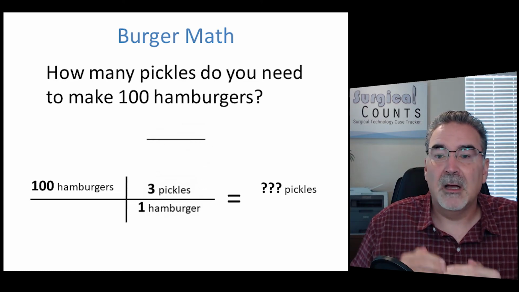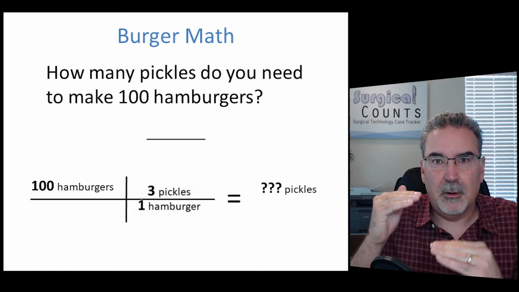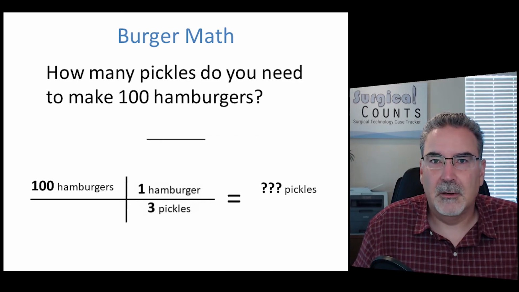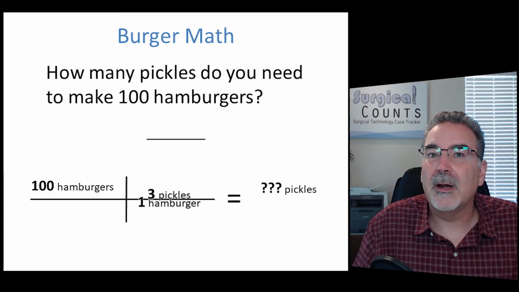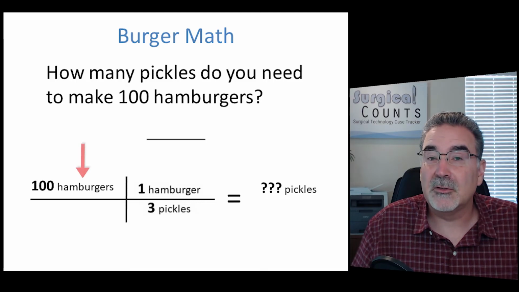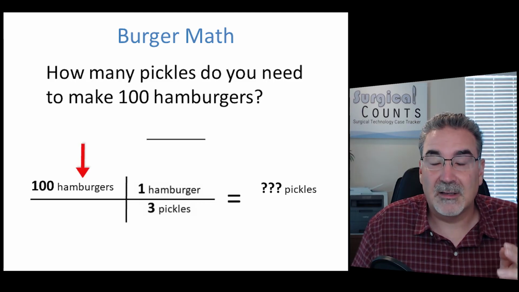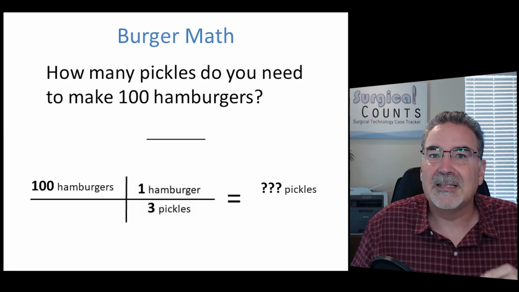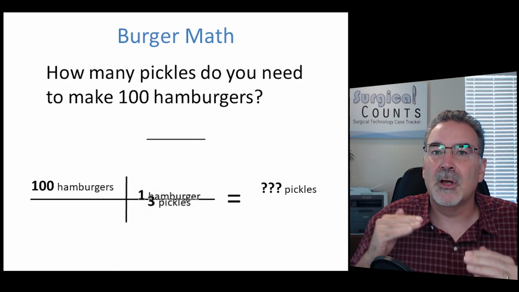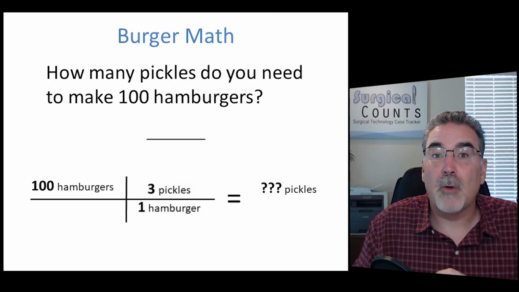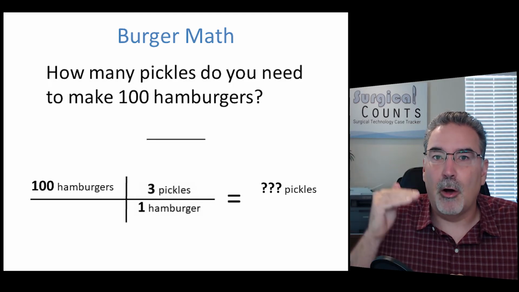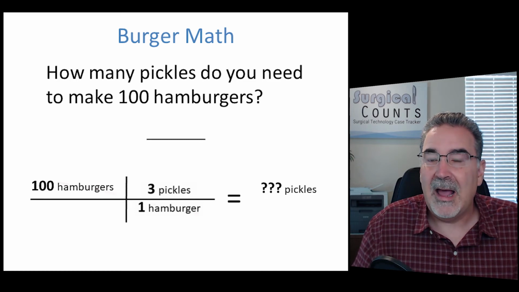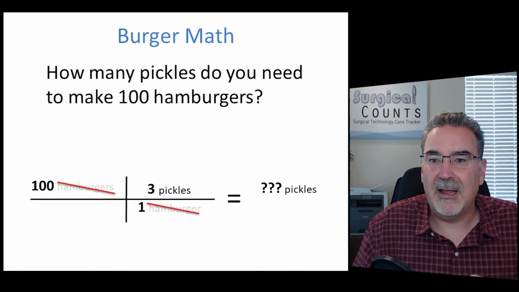Are we going to write it as 3 pickles over 1 hamburger, or 1 hamburger over 3 pickles? Well, notice what we have here. We have hamburgers at the top. And we want to cancel out hamburgers because hamburgers doesn't equal pickles, which is on the other side. So we want to cancel out hamburgers. And the way we're going to cancel out hamburgers is by putting hamburgers on the bottom. So we're going to write it as 3 pickles over 1 hamburger. And then we can cancel out hamburgers.